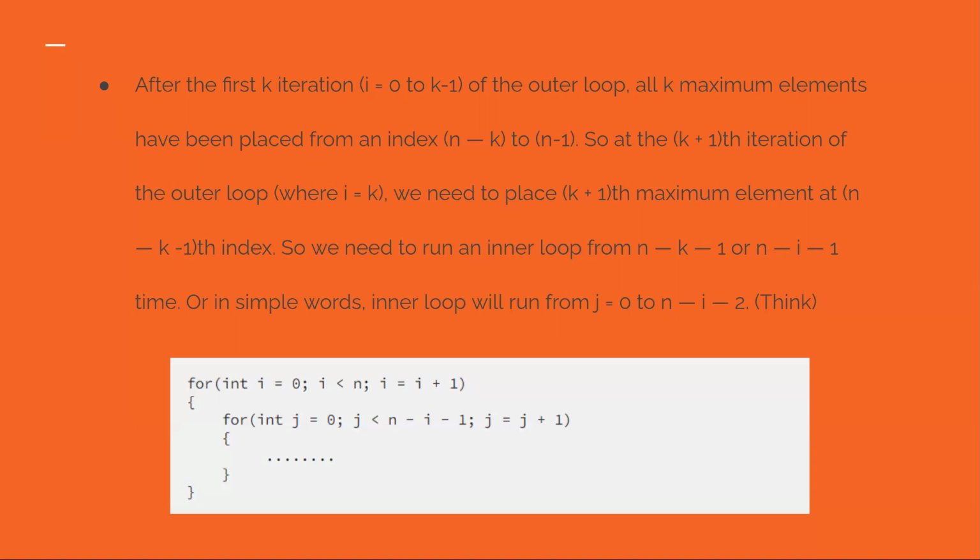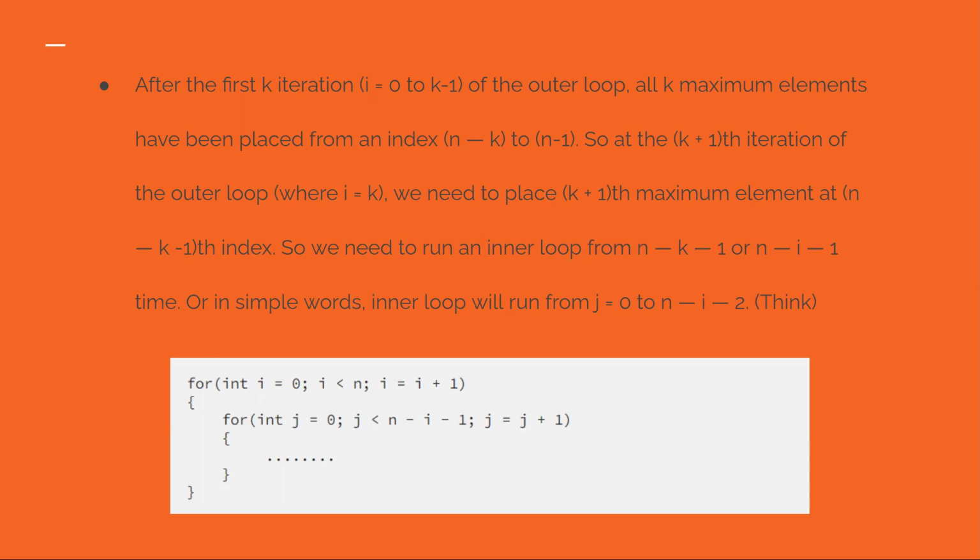After the first k iterations of the outer loop, all k maximum elements have been placed from index n minus k to n minus 1. So at the k plus 1th iteration of the outer loop, where i is equal to k, we need to place the k plus 1th maximum element at the n minus k minus 1th index.